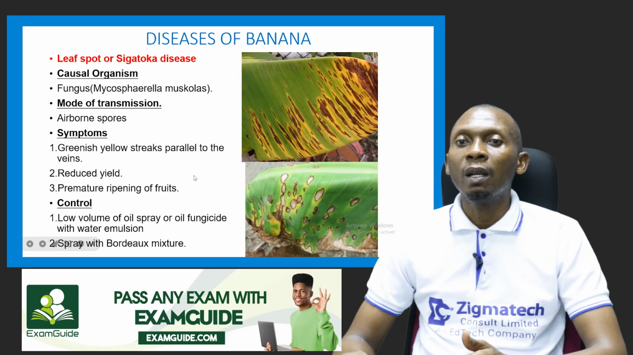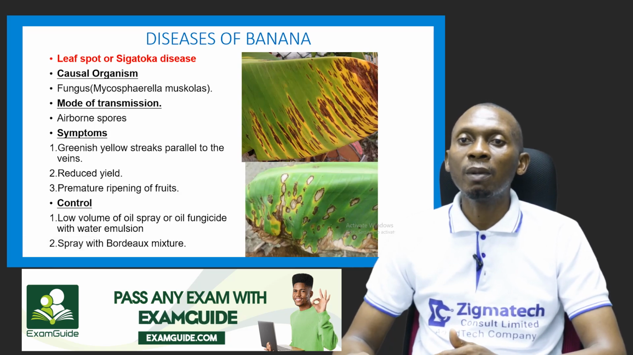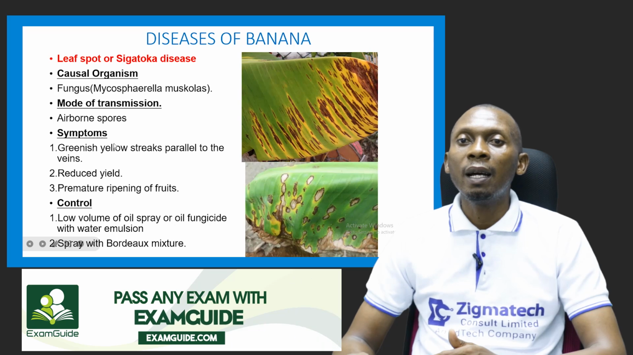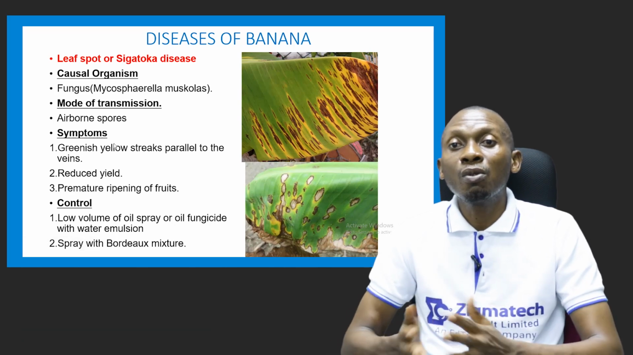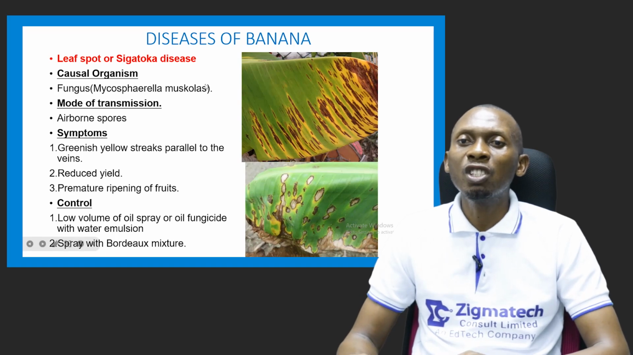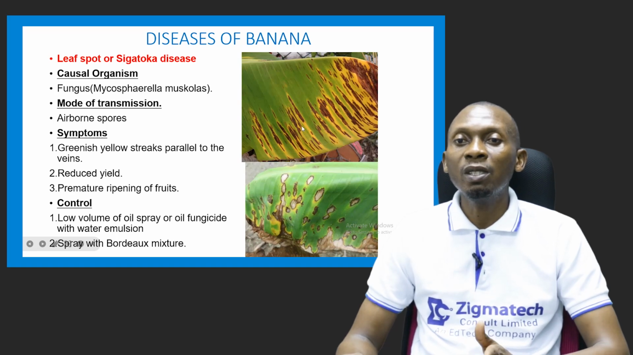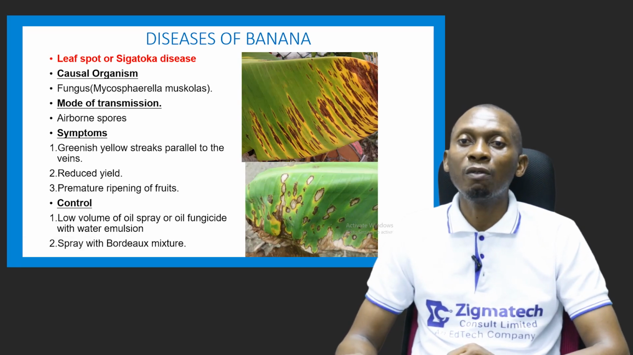Okay. Now we have leaf spot, or Sigatoka disease. It's caused by the fungus Mycosphaerella musicola and it's transmitted through the air. It's an airborne disease, and you can notice there will be greenish yellowish streaks parallel to the veins. Look at it. See the veins. If you look closely, these greenish yellowish streaks are parallel, side by side with the veins. There will also be reduced yield and premature ripening of fruits.